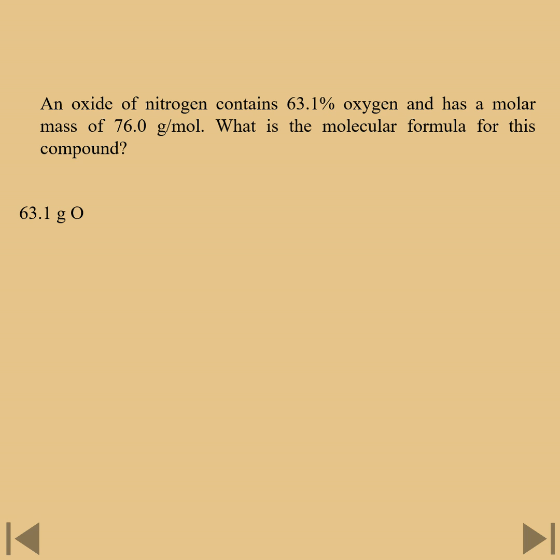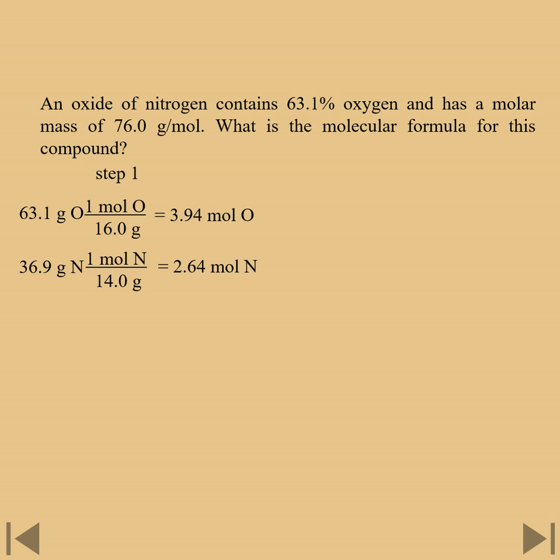Now, how about the nitrogen? Well, that would be the remaining 36.9%, so 36.9 grams. Our percents are the relative masses, and that's essentially all we need, the relative masses. All right, this is the same step 1, where we're going to convert each of these masses into moles, using the molar mass of oxygen to get moles of oxygen, and the molar mass of nitrogen to get moles of nitrogen.